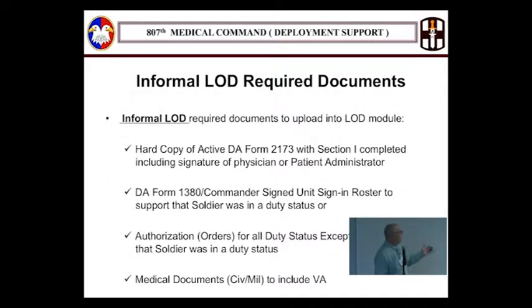Informal. These are the required documents to be uploaded. Your hard copy of the 2173, and whatever duty status, whether that's a 1380 if they're RSTing, or a signed-in roster if they're on ADT, ADTS, whatever duty status. And please, if there are multiple social security numbers on that sign-in roster, please black those out. Again, it's PII. All I need to see is that soldier's duty status, commander's signature preferably, and everything else can be blocked out.